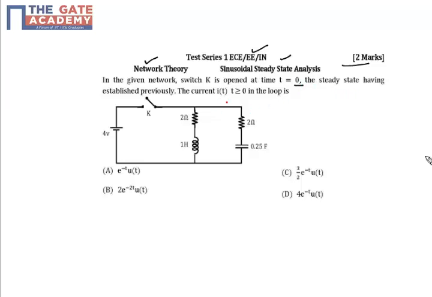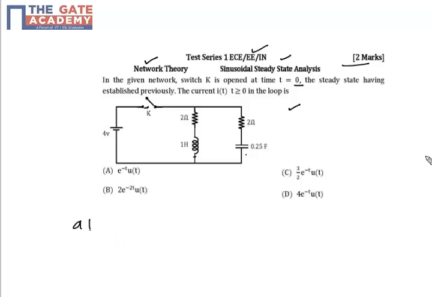Before the switch is open, the steady state has been established and you need to find the expression of i_t at t greater than 0, after the switch is open. So before the switch is open, when the switch was closed, your circuit was in steady state. You know that in the steady state, inductor behaves as a short circuit and capacitor behaves as an open circuit in case of DC signal.